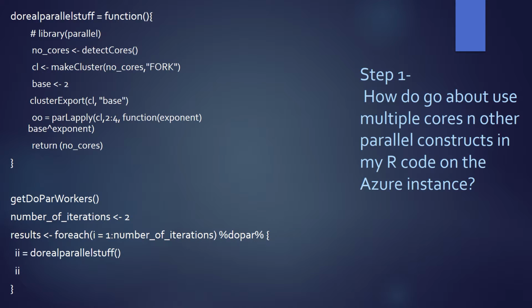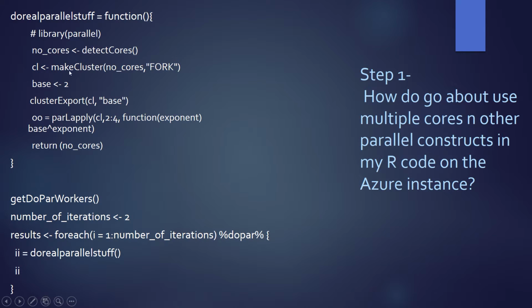Before I get into the demo, how do I go about using multiple cores and parallel constructs in my R code straight off from an Azure instance? It doesn't have to be that complicated. It's pretty simple. This is the same old function where we say do real parallel stuff, but this time I have started using the library parallel. I go about detecting the number of cores.